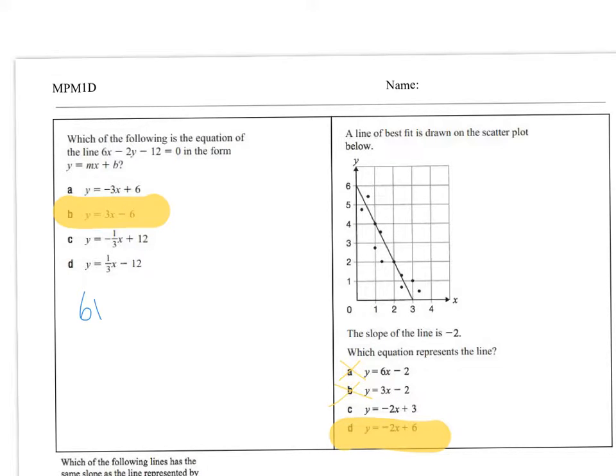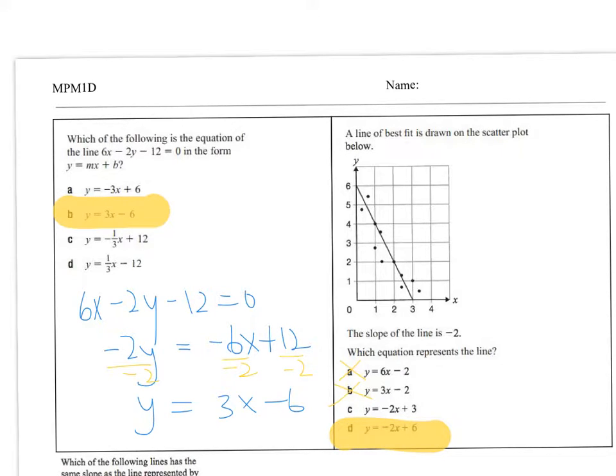So 6x minus 2y minus 12 equals 0. I want to keep the y here, but not the 6x and the 12. So I'm actually going to keep the minus 2y equals, I'm going to take the 6x over to the other side, becomes a minus 6x, and the minus 12 goes to the other side and becomes a plus 12. Then I'm going to divide through by negative 2 because I need to get that y by itself. So then my last line would be y equals 3x minus 6, and that gives me part B.